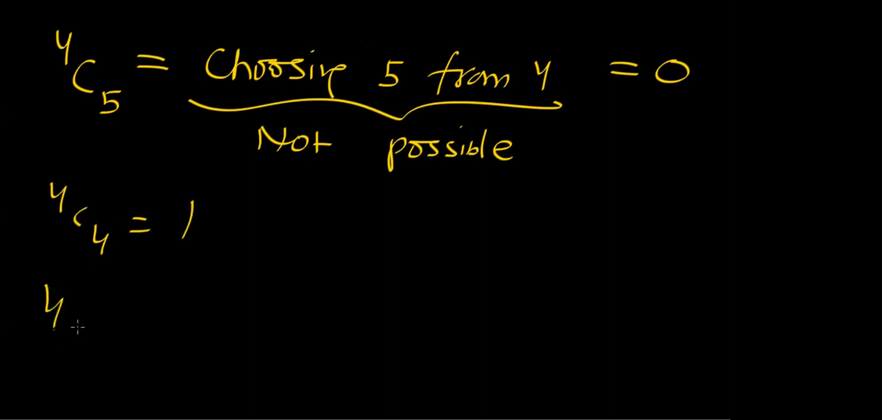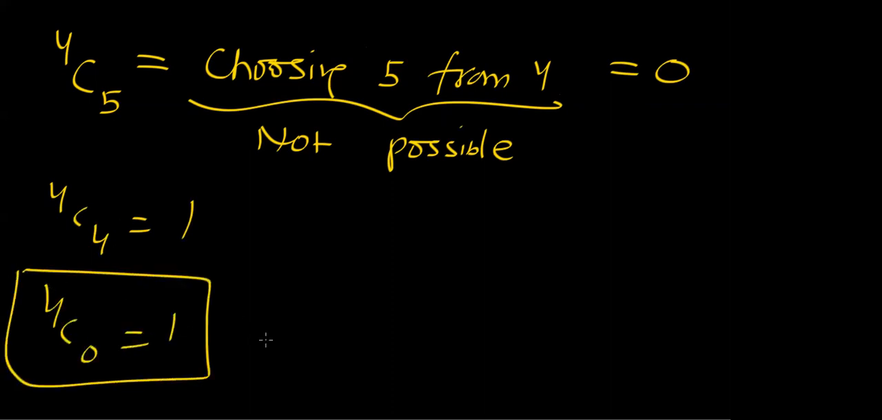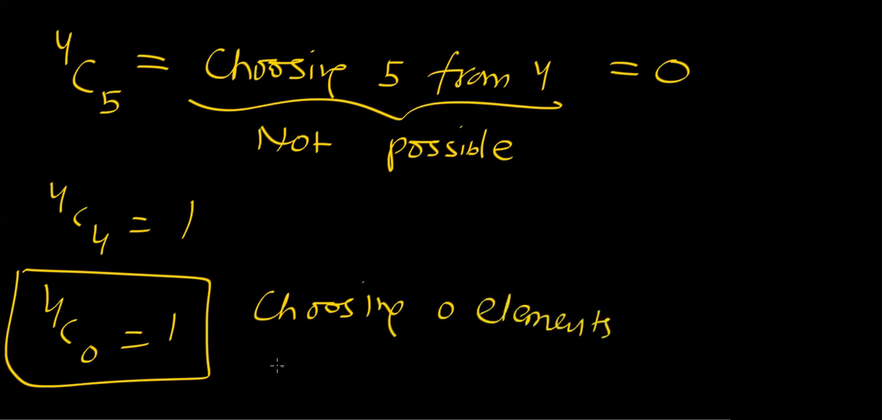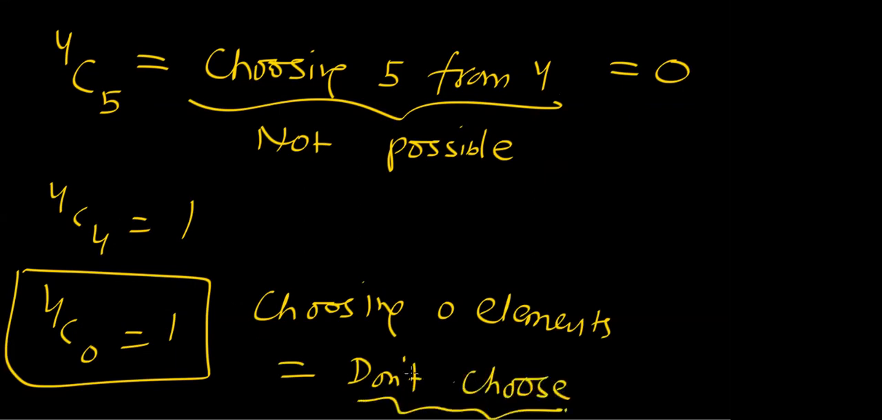4C4, that you already know is 1. 4C0 is also 1, because choosing 0 elements has only one way: don't choose. How many ways are there to choose 0 elements? It automatically means don't choose. Not choosing is possible, yes or no? So this itself is one way.